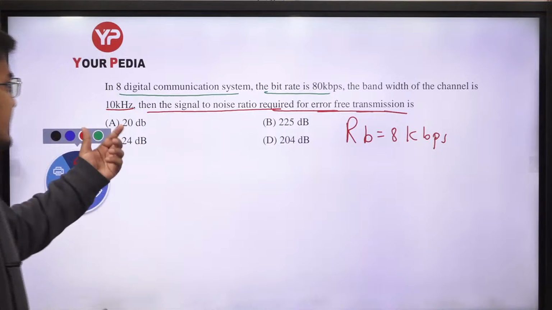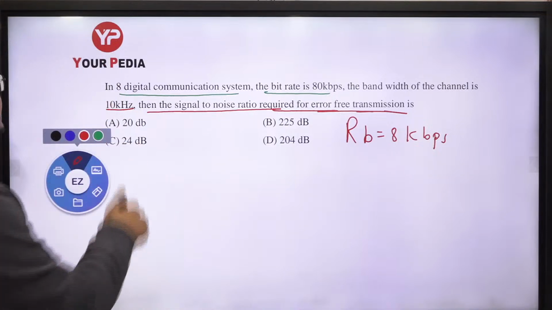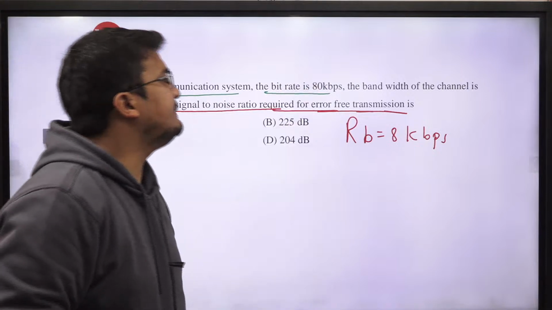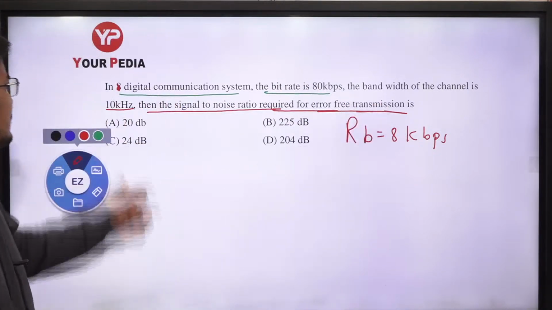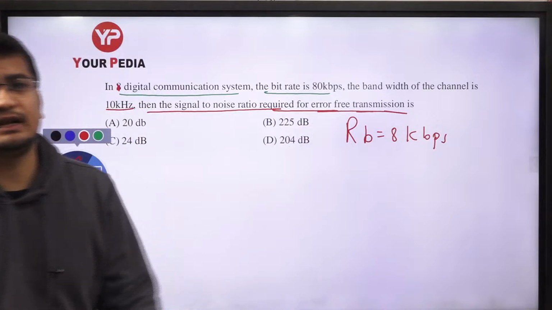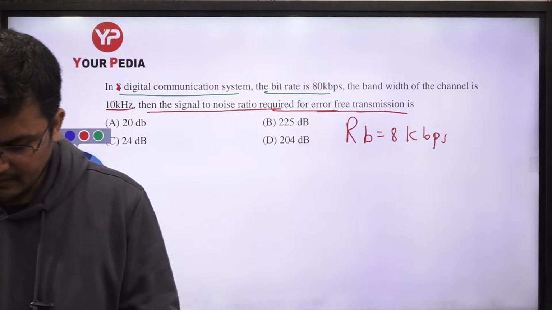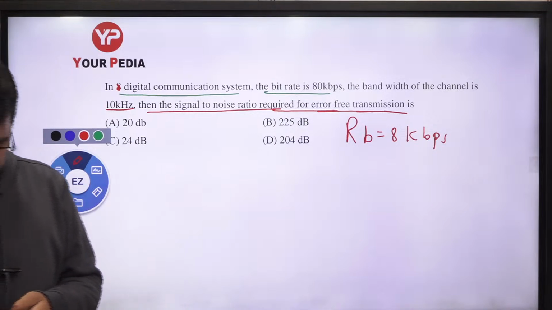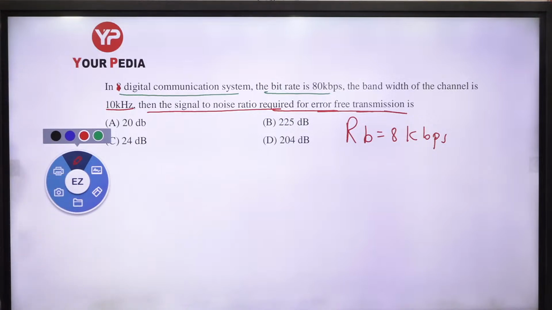Okay. This is a communication question. In digital communication, the bit rate is 80 kbps. The bandwidth of the channel is 10 kilohertz. The signal to noise ratio required for error free transmission is, tell me the answer. Do it fast, please. What will be the answer, guys? Come up. Do it fast.